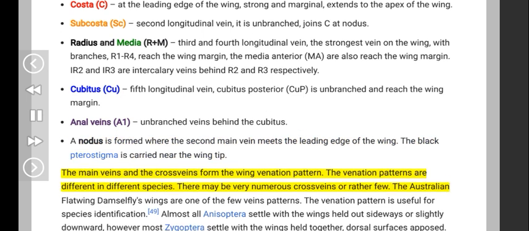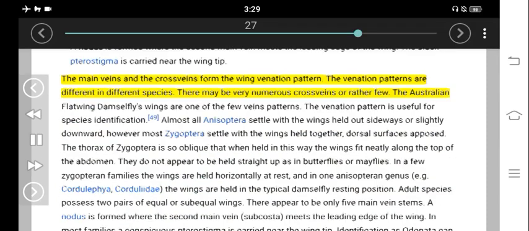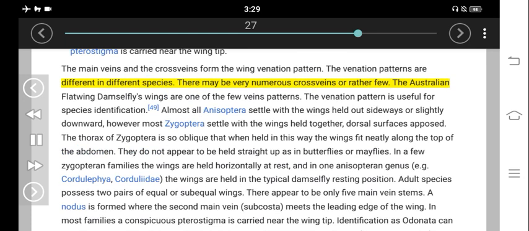The venation patterns are different in different species. There may be very numerous crossveins or rather few. The Australian flatwing damselfly's wings are one of the few with a simple vein pattern. The venation pattern is useful for species identification.